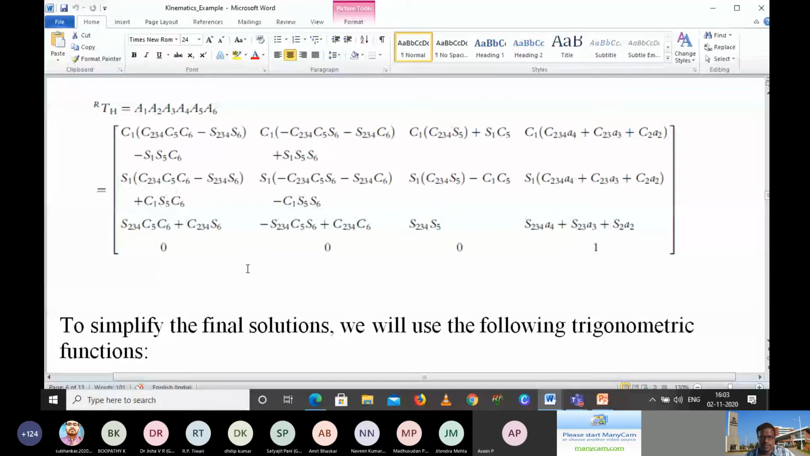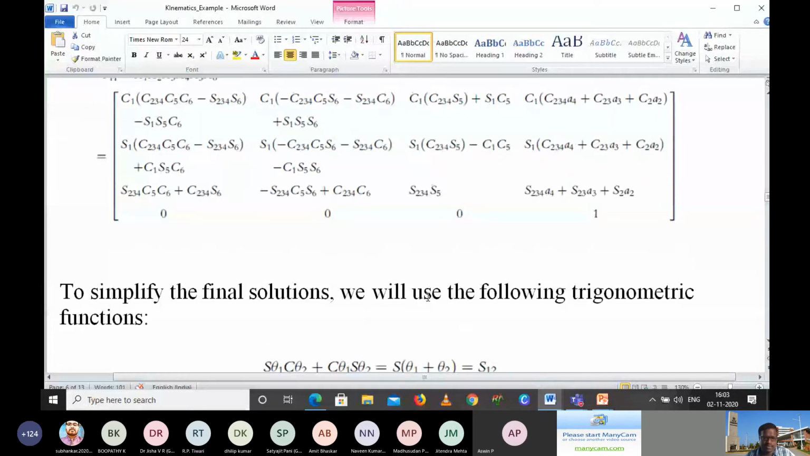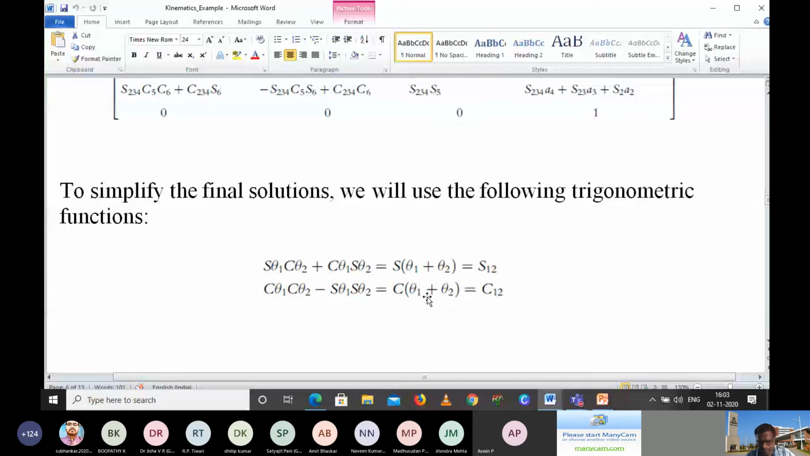If you are interested to proceed further, please give it to MATLAB. MATLAB will solve and give the equations. To simplify these equations, we will use a lot of relations. For example, sine of theta 1 plus theta 2 we will call S12, and cos of theta 1 plus theta 2 we will call C12.